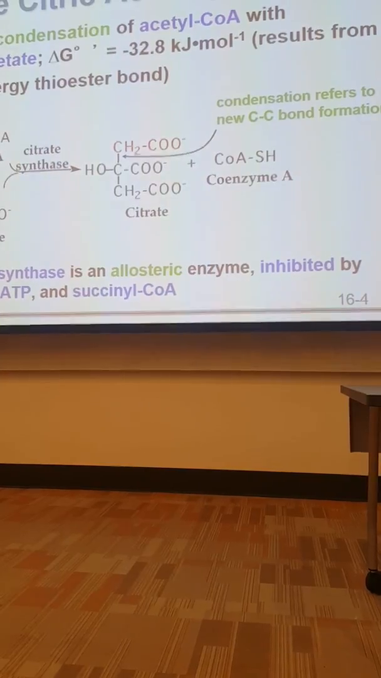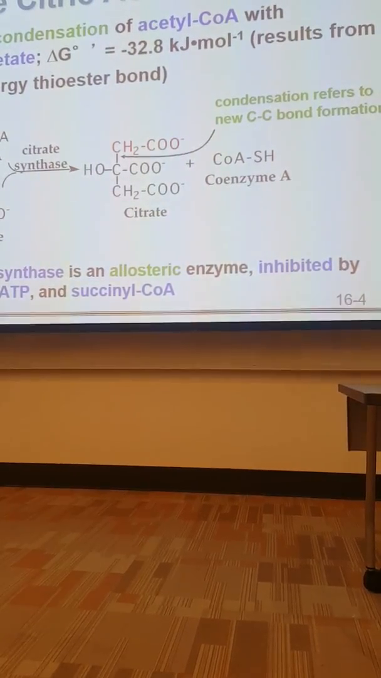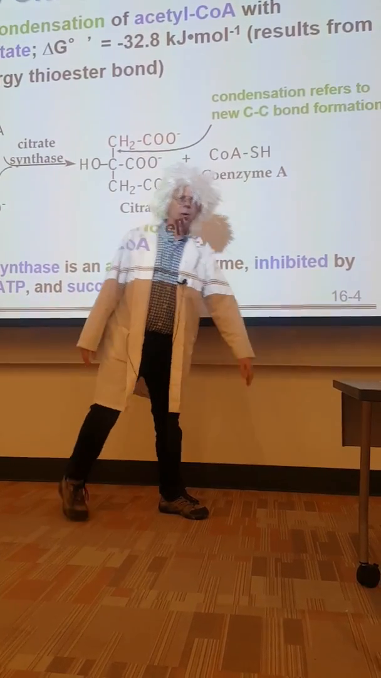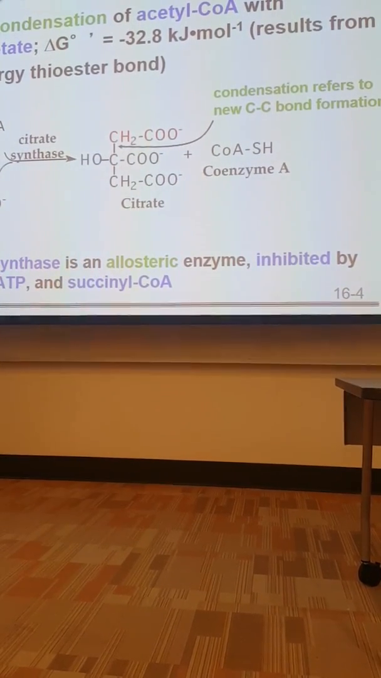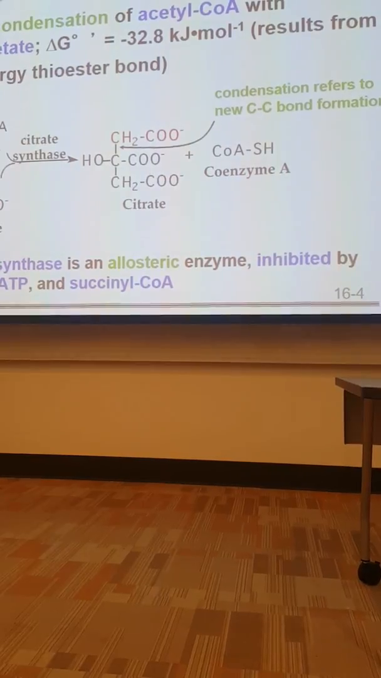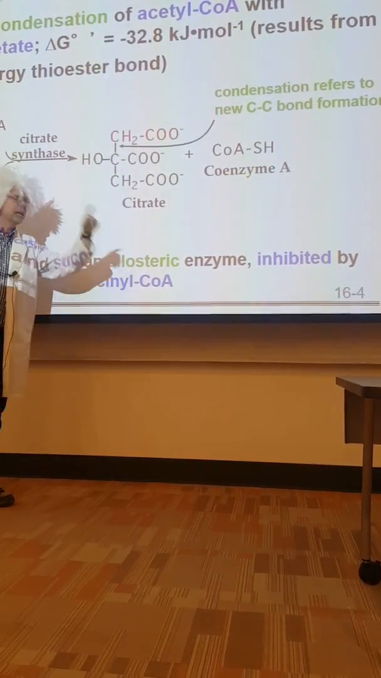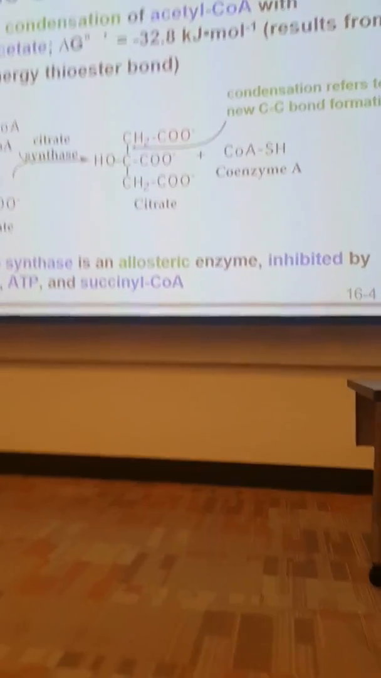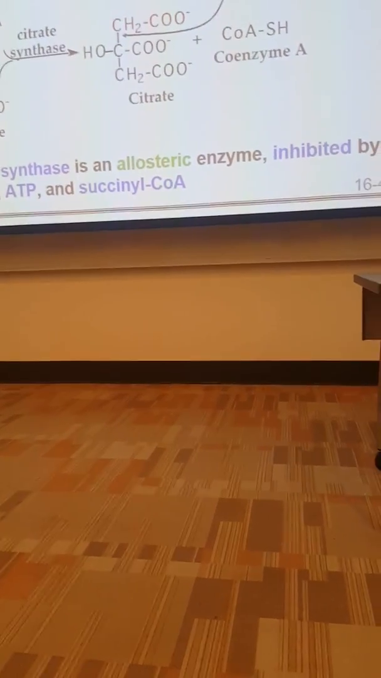And citrate synthase is allosterically regulated. And you better be able to tell me on a test how it's allosterically regulated. It's inhibited by NADH, it's inhibited by ATP, and it's inhibited by succinyl-CoA. Let's go through these 3 things, because it's critical for you to be able to tell me.